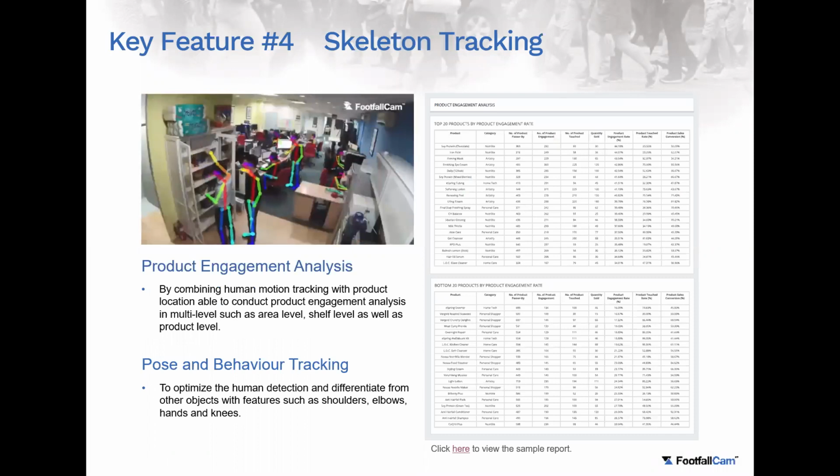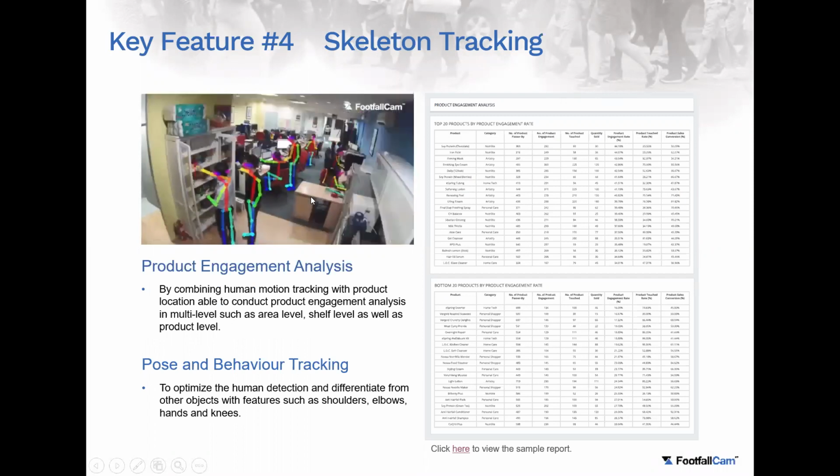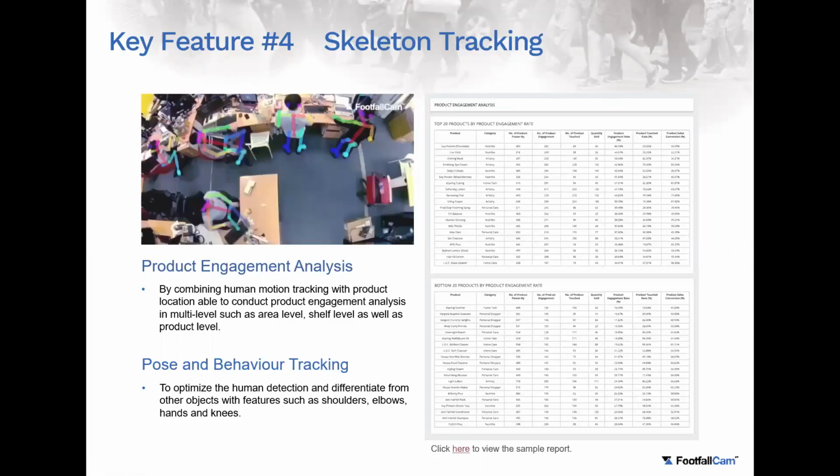Skeleton tracking. So this is something where we can track a person's skeleton based on how they move, because a person is animated, they have motion. So based on that, we know where the skeleton is. So we can see whether or not a person is engaging with a certain product. So again, this is very useful for supermarkets, for retail, and also for offices likewise.